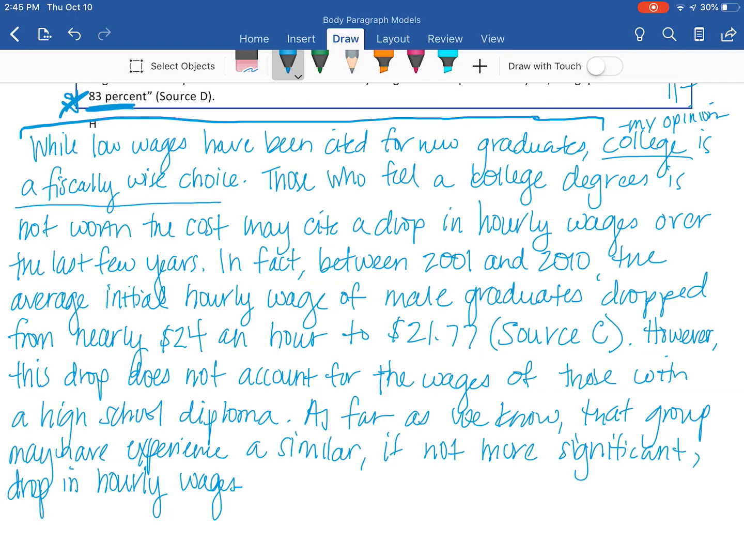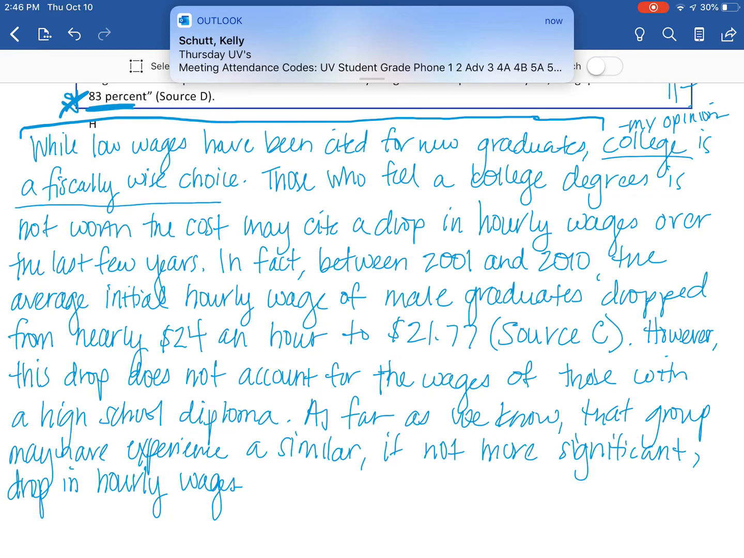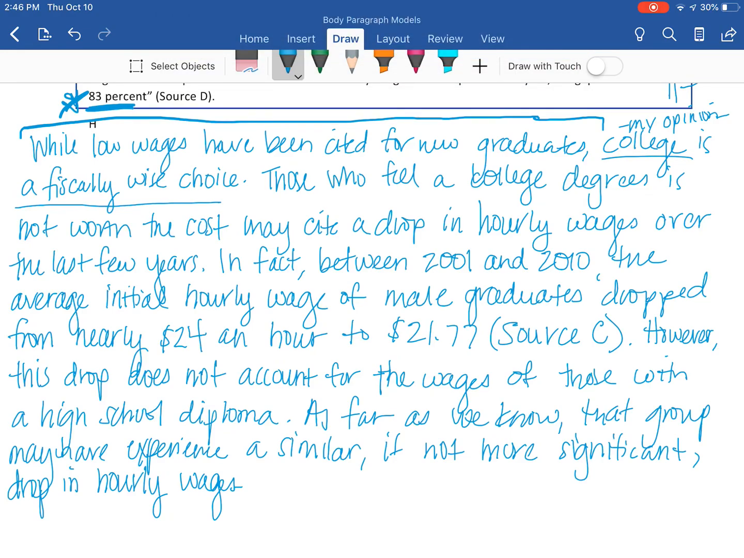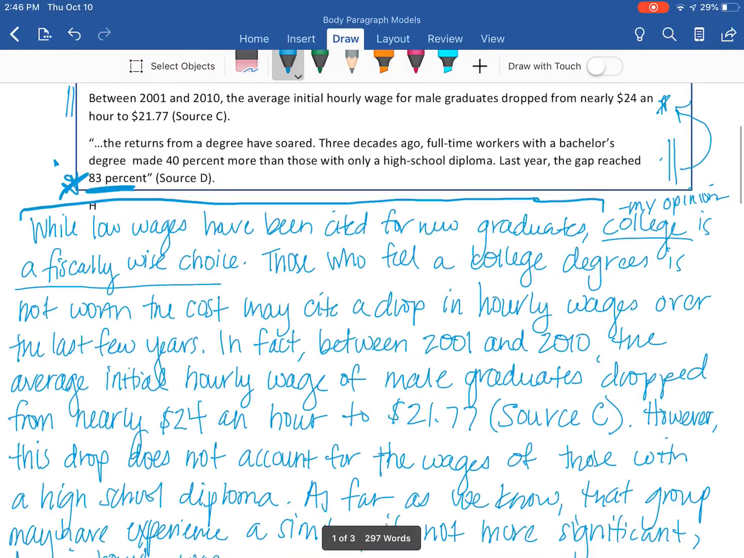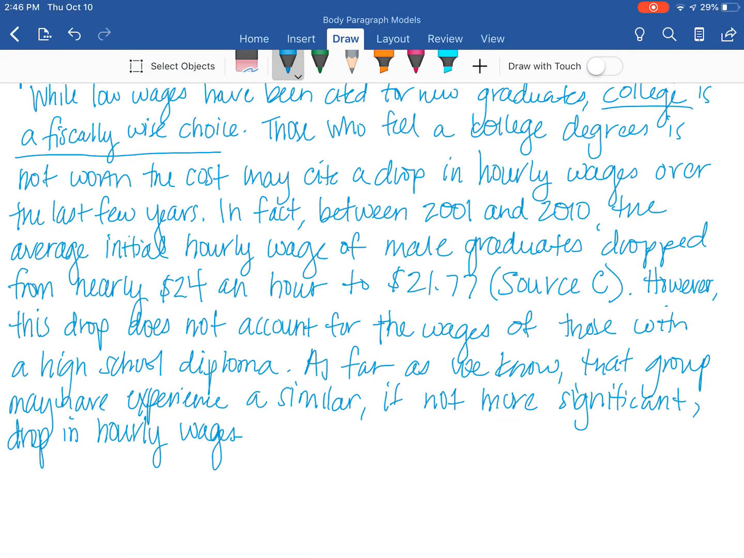So what I've done here is I've kind of switched the argument by pointing out the limitations of this particular fact, because the chart that was provided just spoke to college graduates. It didn't say if high school graduates had seen the same drop in wages, and therefore you can't really make a side-by-side comparison as to whether college is worth the cost. So now what I'm going to do is present this statistic from my second piece of evidence that proves there is a significant gap.